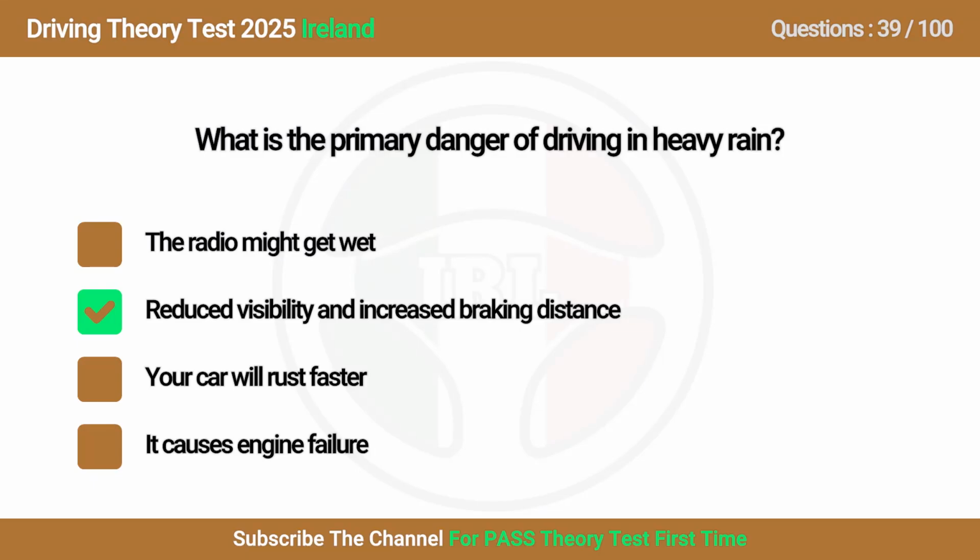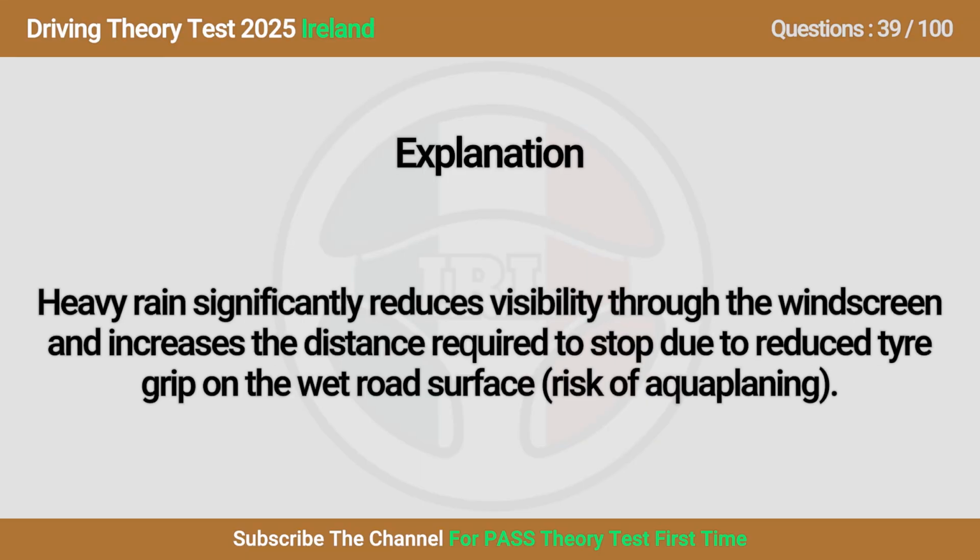Answer is B. Visibility and increased braking distance. Heavy rain significantly reduces visibility through the windscreen and increases the distance required to stop due to reduced tire grip on the wet road surface, with a risk of aquaplaning.